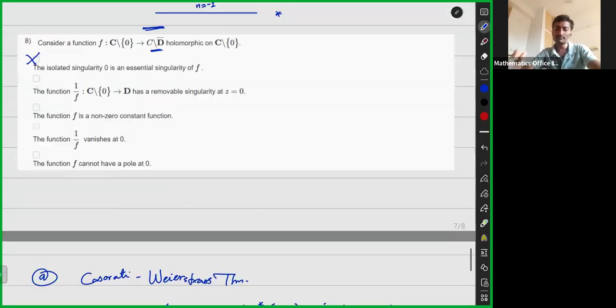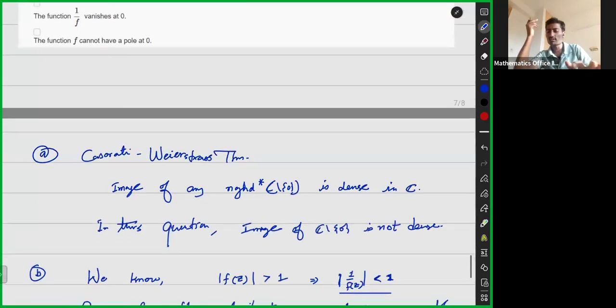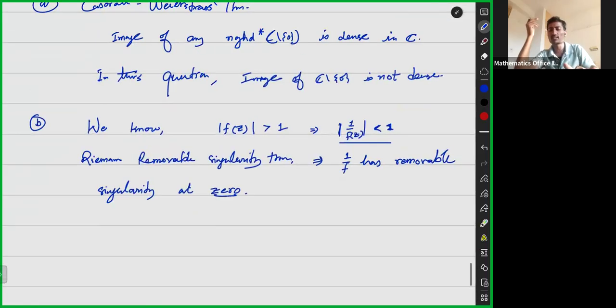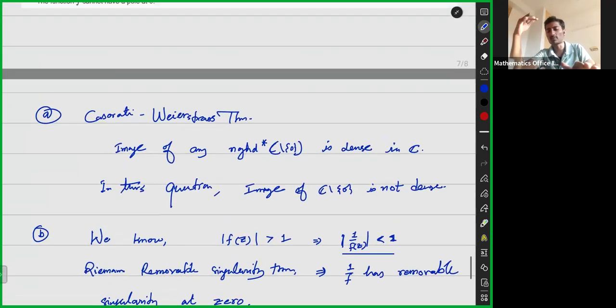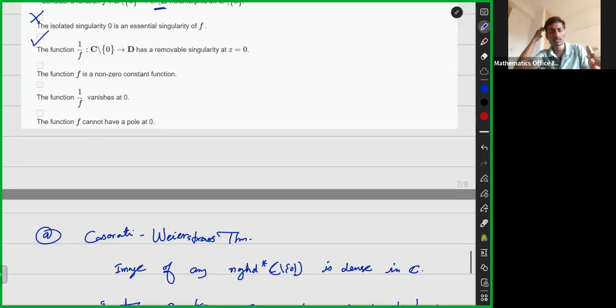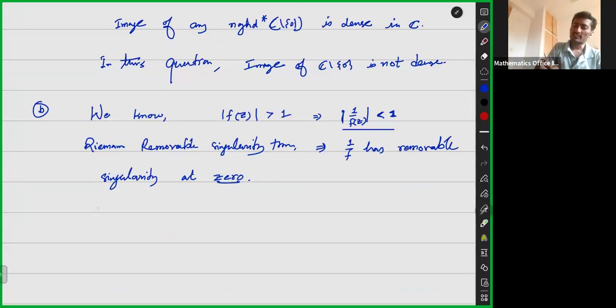Fine. Now, the next question is, once 1 by f has removable singularities, wherever the singularities are, they are all removable because 1 by f is bounded. So 1 by f can be extended to a holomorphic function which is entire, because wherever there is a removable singularity, we can remove them. So this implies 1 by f can be extended to an entire function.